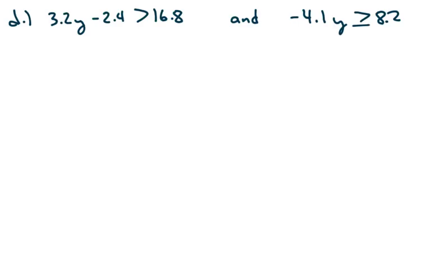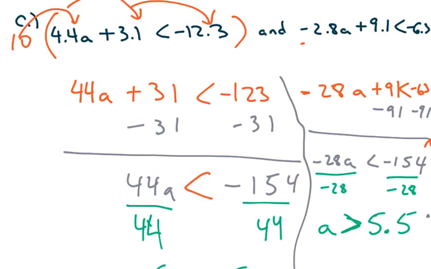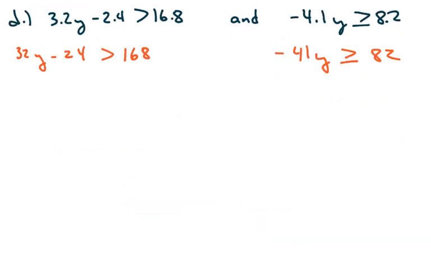If you haven't done so already, pause the video, give it a go on your own. I'm going to assume that you've done so. Same sort of thing. I'm just going to rewrite it as 32y minus 24 greater than 168. And then the other side is just going to be -41y is greater than or equal to 82. Now, hopefully you can tell me why. The answer should be that, just like in the previous example, you multiply through by 10. Okay, so solve it like normal. Add 24.